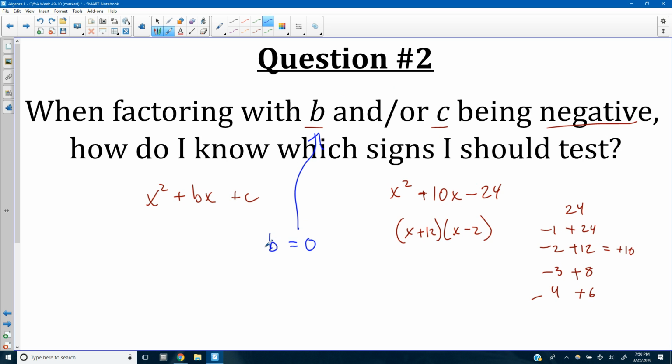Now, we are going to run into a special case this week, and it says, what if b equals 0? What if you have x squared minus 36, which is x squared plus 0x minus 36? Well, your b's are additive inverses of each other. They're both the same size, one positive, one negative. That would be x plus 6 times x minus 6. We'll get into that this week.